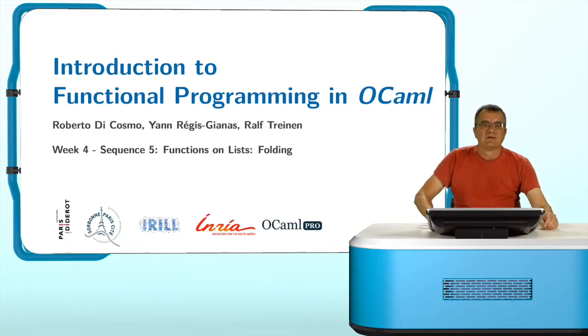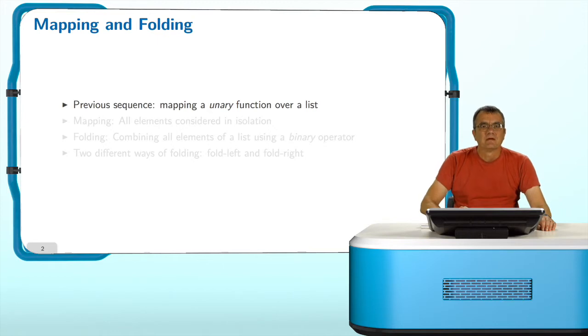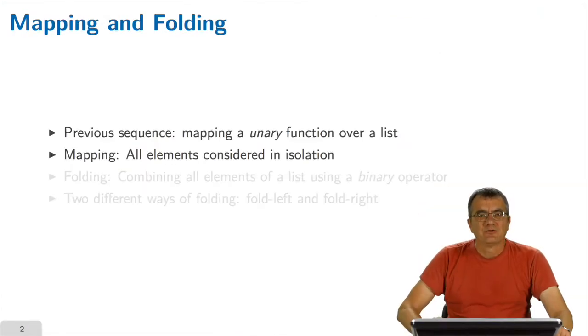In this sequence we will look at folding a binary operator over lists. In the previous sequence I explained how we can use a function defined in the list standard library to map any unary function over a list. When mapping a unary function over a list, all the elements of the list are considered in isolation, which by the way means that this is an operation which is very easy to parallelize, to execute on several machines independently and to recombine the result.